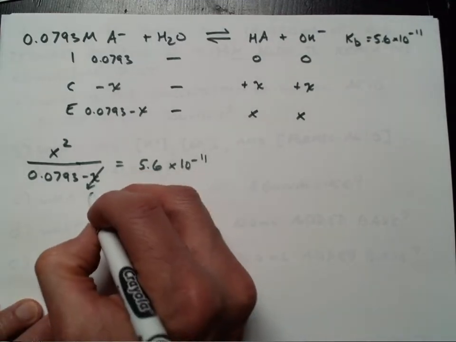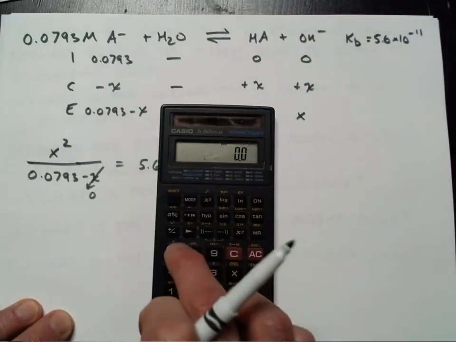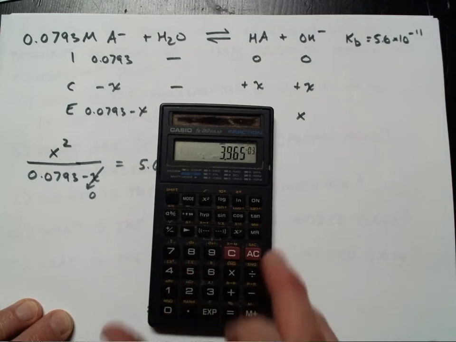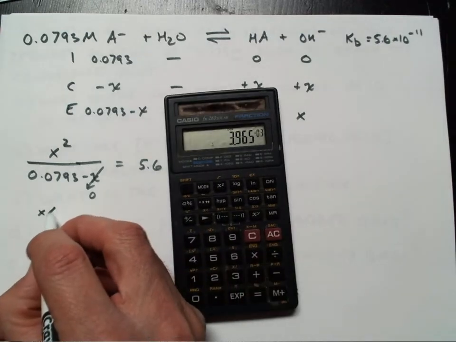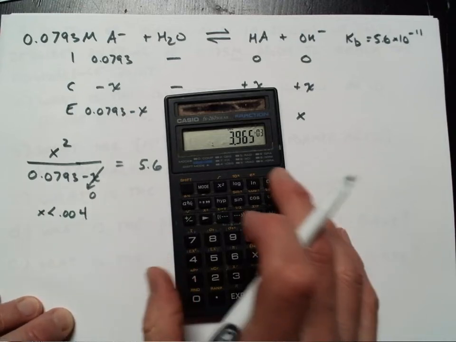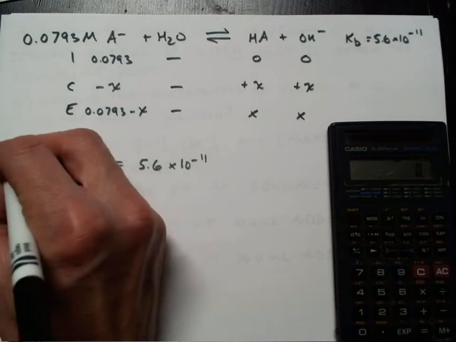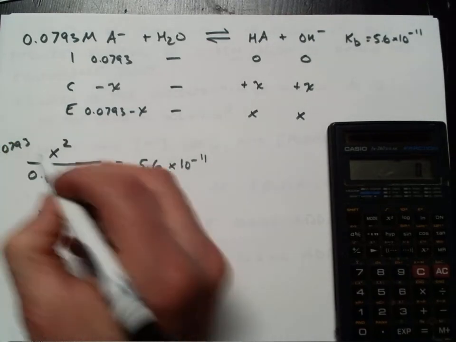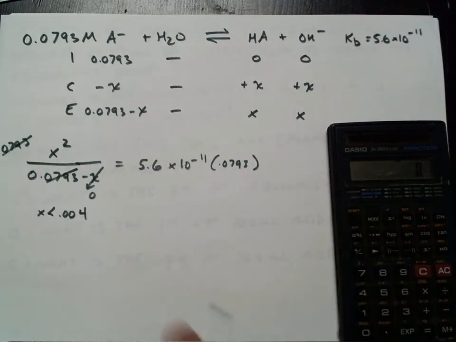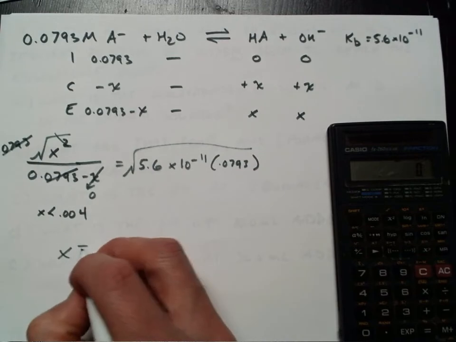We're going to say x is going to be 5% or less of this. Let's see what that is. 0.0793 times 0.05. So x has to be less than 0.004, basically. So let's multiply both sides by 0.0793 to cancel this and this. Then I'm going to take the square root of this side, and the square root of this side to get x.